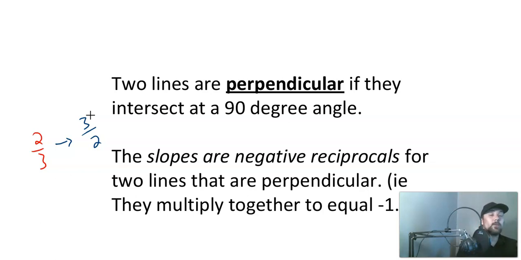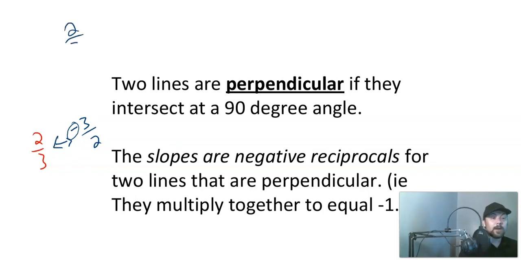Negative reciprocal means they would also need to be opposite signs. So if we have positive 2/3 as one slope, then the negative reciprocal would be -3/2. You have to flip the fraction over and have the opposite sign for them to be negative reciprocals. So if I had two lines with these two slopes, these lines would be perpendicular because these are negative reciprocals of each other, right? The relationship works in both directions.